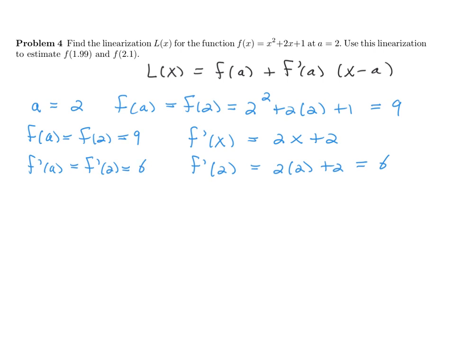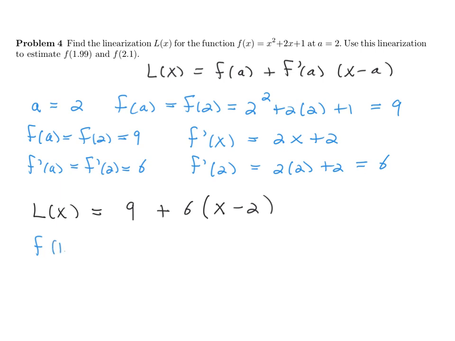If I plug this all into this formula, which again is just the equation of a tangent line, we get that L of x, the linearization at a equal to 2, is f of a, 9, plus f prime of a, which is 6, times x minus a, which is x minus 2. You can simplify this. You could distribute the 6 to both the x and the 2, combine it with the 9. I'm going to leave it like this for now. The reason I'm going to leave this alone is if you're looking to use this to estimate f of 1.99 and 2.1, I'm going to note the following.